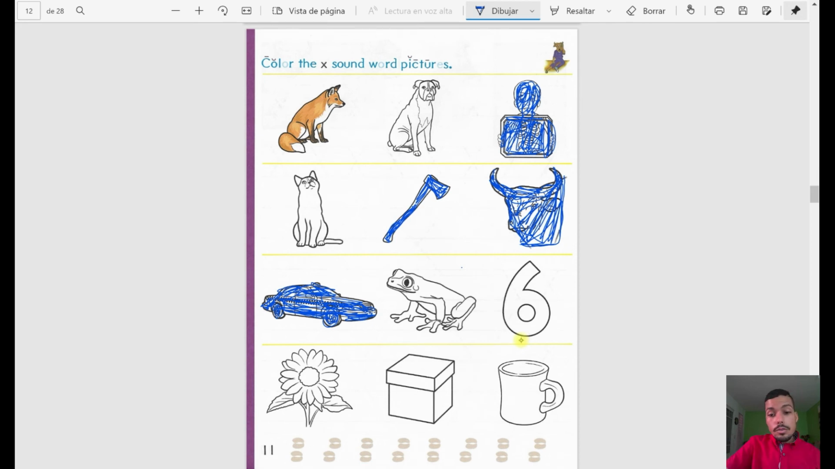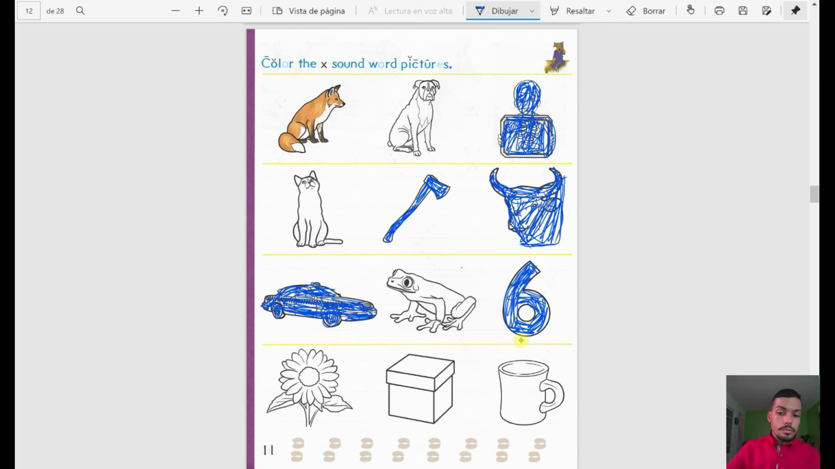Yes, it has it, so we have to color the six. Tenemos que colorear el número seis, okay? So let's color it, because six, the name six, it has the sound. Tiene el sonido de su nombre.